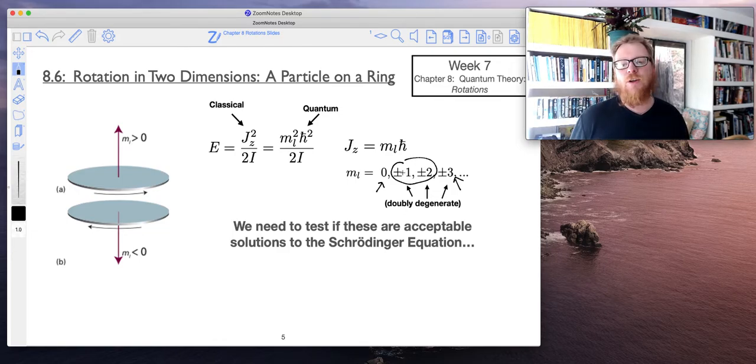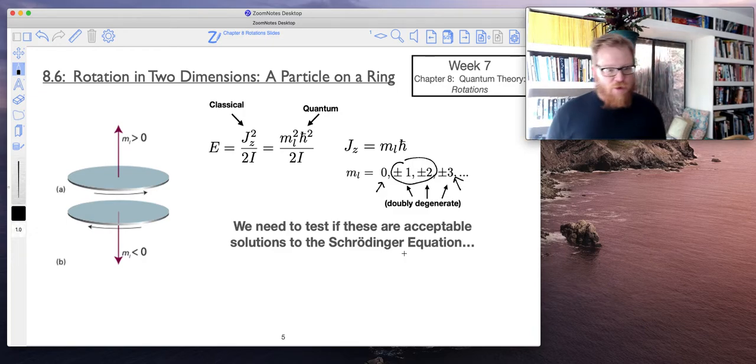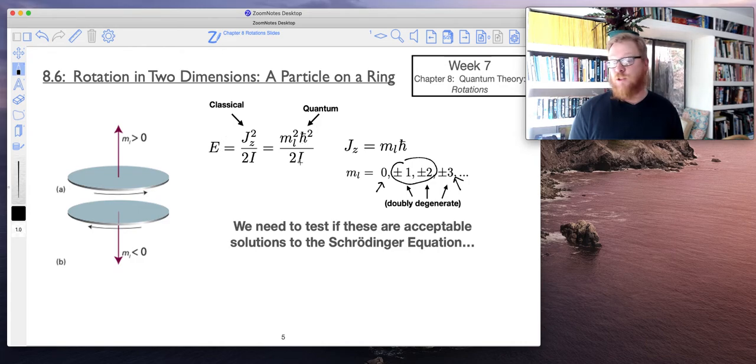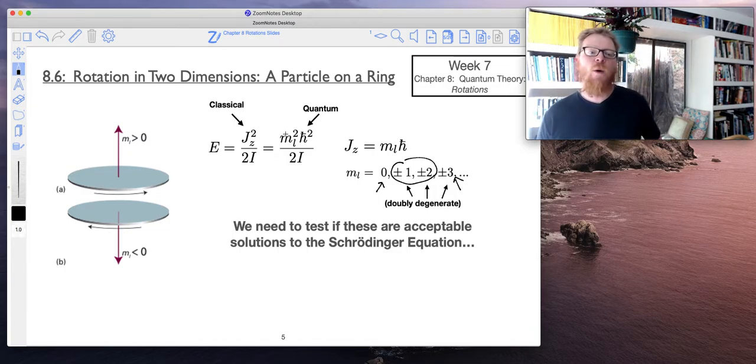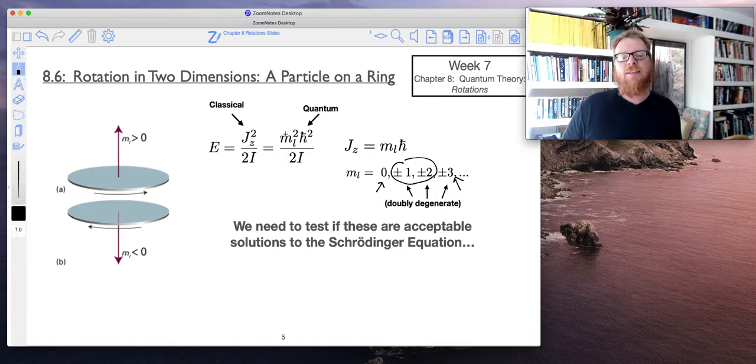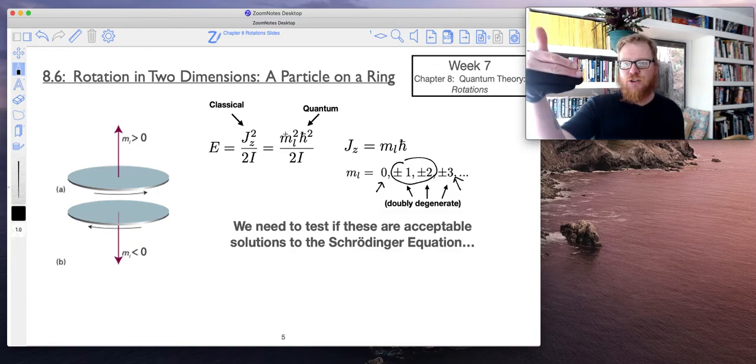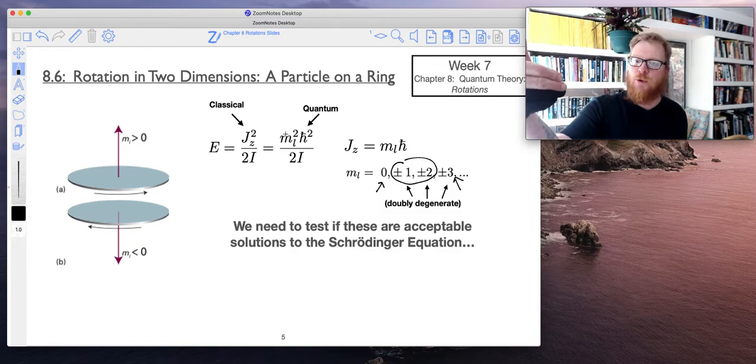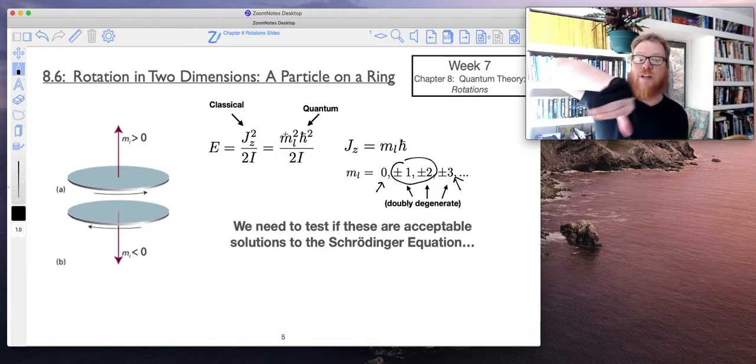What's also important to note is that the plus or minus means that these ml states are in fact doubly degenerate. So the ml plus 1 has the same energy as ml minus 1. They're opposite in sign. If it was 1, E would be just h bar squared divided by 2I, but if it was minus 1, it would be minus h bar squared divided by 2I. But those are degenerate because that negative sign just describes the different orientation, whether it's rotating this way or whether it's rotating this way.